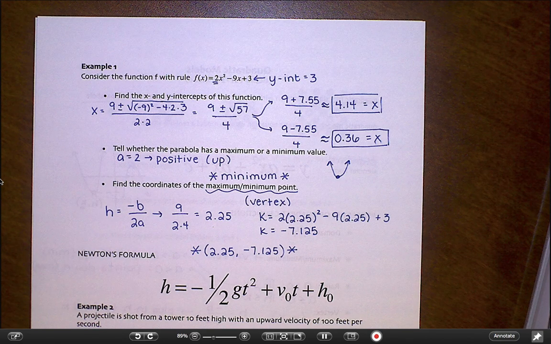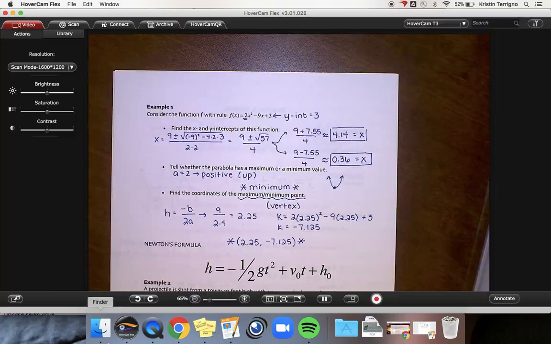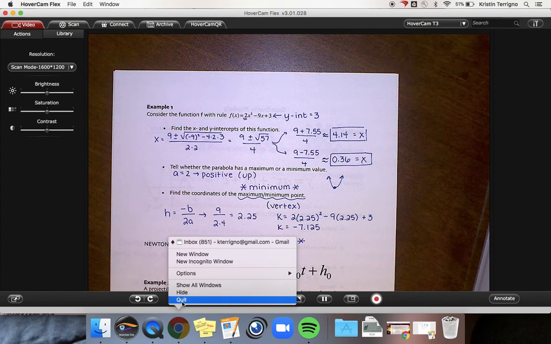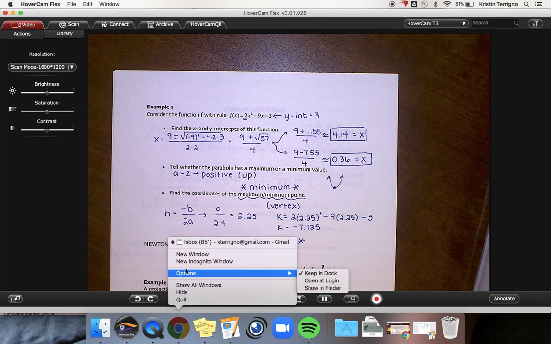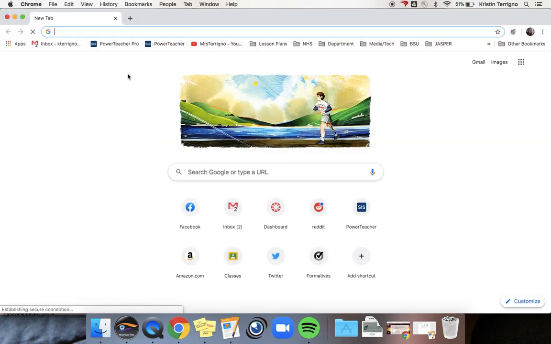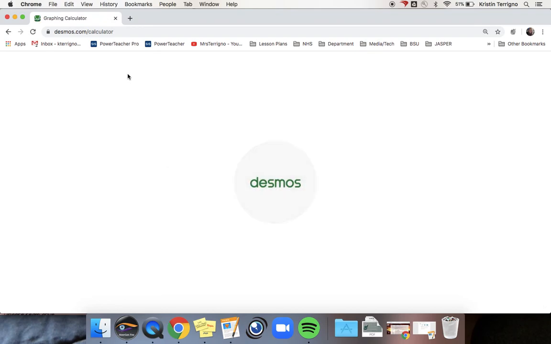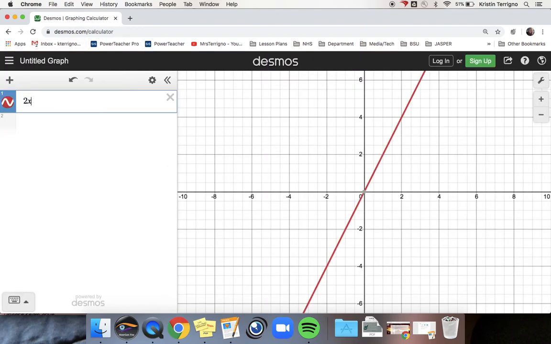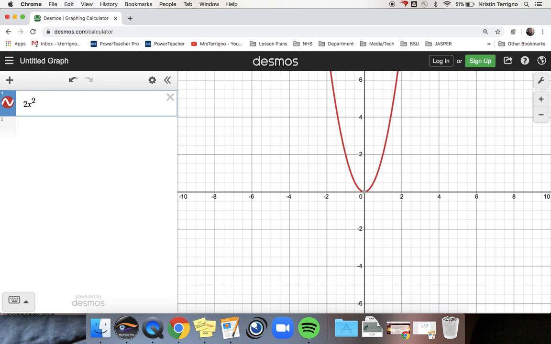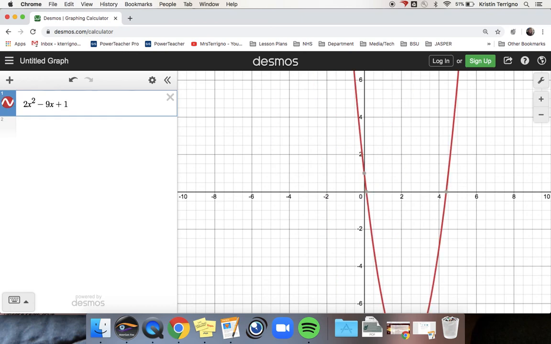Okay, so now what I want to do is use the online tool Desmos, an online graphing calculator, to graph this parabola. And I like Desmos even more than your graphing calculators because it allows me to just click on the parabola and see the intercepts. There are ways you can do it on your calculator, but it takes a few more commands than I think it probably should. So let's do this. Desmos. I'm going to just type in that equation. So 2x squared minus 9x plus 3.